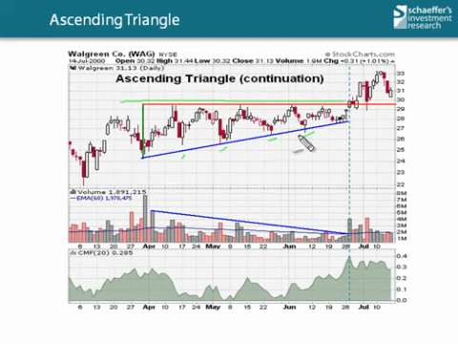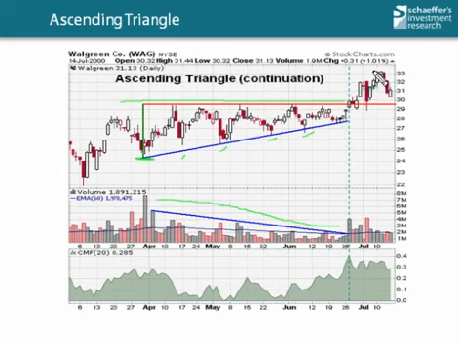Well, you'll see here, this forms kind of a triangle with a flat top, and volume is decreasing here, just like with the symmetrical triangle, and we're looking for some sort of catalyst to cause this to break. And very similarly to the symmetrical triangle too, this has a measured move concept along with it. So you're looking at about 24 to about 29, so you're looking for about a $5 move on the measured move breakout, and here you get a move from about 29 to 33.